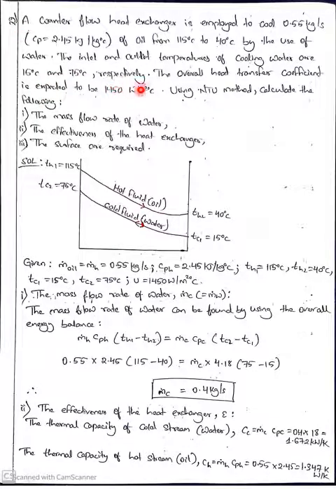Now the overall heat transfer coefficient is expected to be 1450. He has given the U. Using the NTU method, calculate the following: the mass flow rate of water, the effectiveness of the heat exchanger, and the surface area required. So these are the three things you need to find from this problem. Just draw the temperature distribution according to counterflow, and indicate the temperatures. Now the very first thing is to note down the given values.